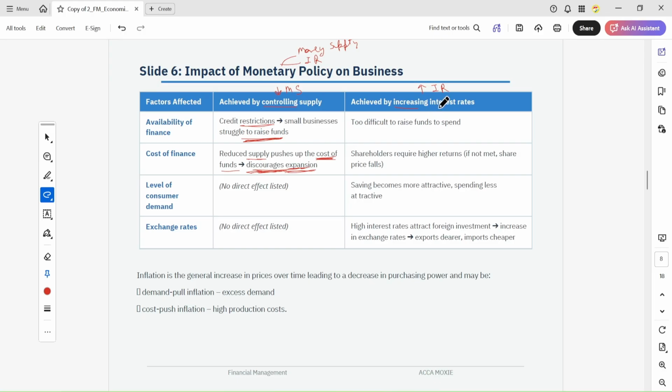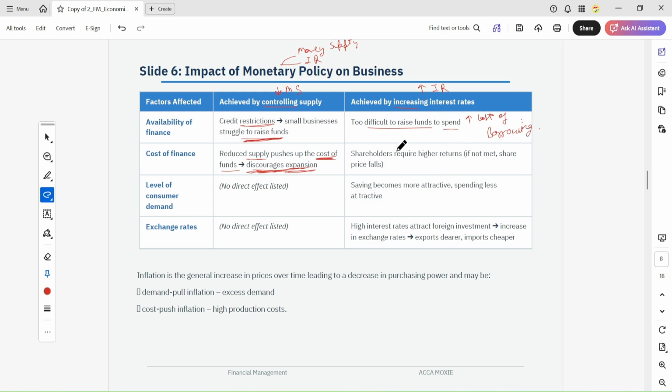And what is the impact if you increase the interest rate? If you increase the interest rate of borrowing, then the availability of finance is affected, and it is difficult to raise funds because of the increase in the cost of borrowing, because those people who cannot afford this higher cost of borrowing will definitely not take the borrowing.